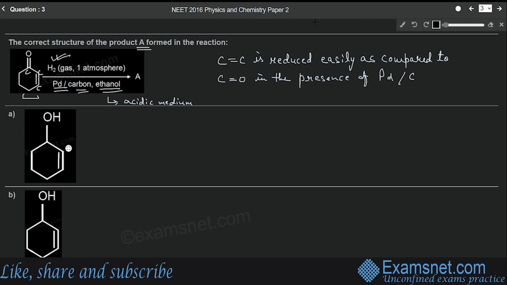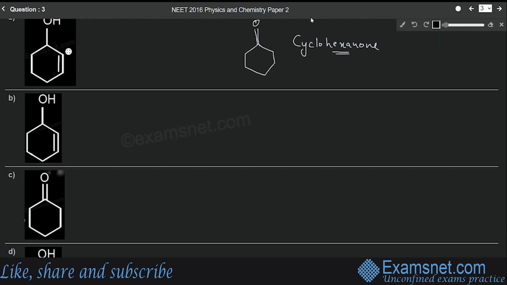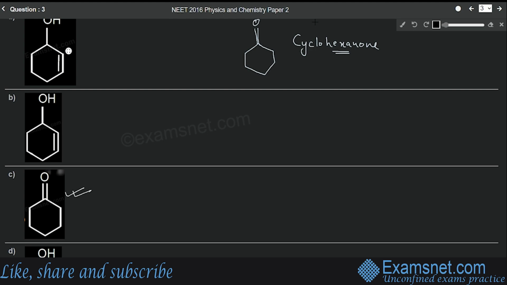Suppose there had been excess of hydrogen, then what would happen? Both the double bonds would have been reduced. But since there is only a limited amount of hydrogen, only 1 mole of hydrogen here, that will be consumed in reducing the carbon-carbon double bond, and this carbon-oxygen double bond will remain as it is. So the resulting compound will be, this is the hexane part, right? And here double bond O will remain. That means the resulting compound will be cyclohexanone. So let's see which option will be the correct one. Option number C will be the correct answer.